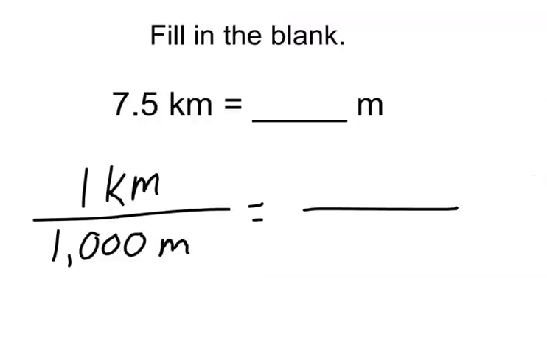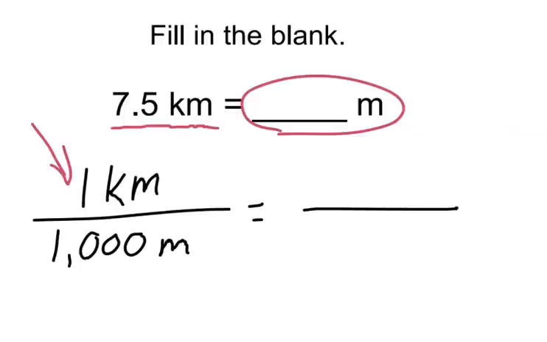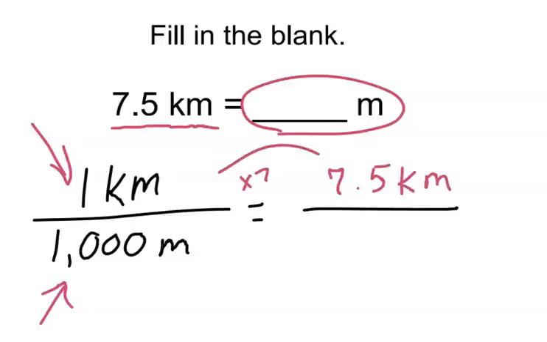Okay, now we need to fill in the blank. We have 7.5 kilometers is how many meters? Okay, well, right down here, I think most of you guys already know this, but 1 kilometer is the same as 1,000 meters. So if you want to get from 1 kilometer to 7.5 kilometers, what would you do? Well, you know that you would multiply by 7.5.